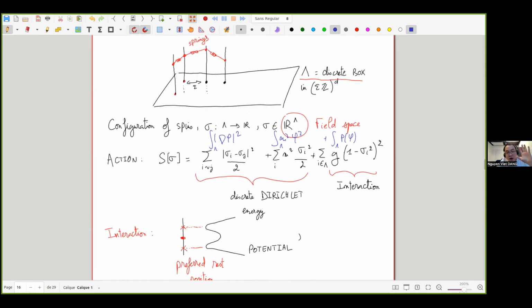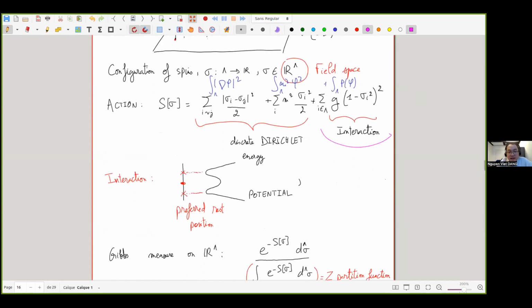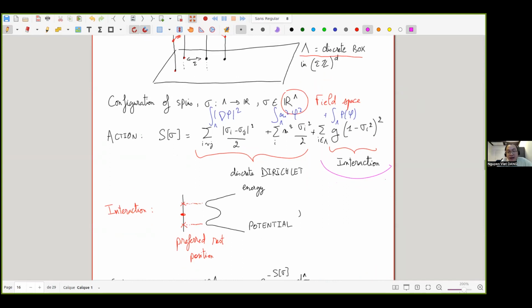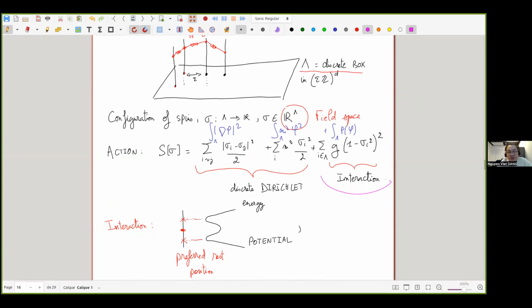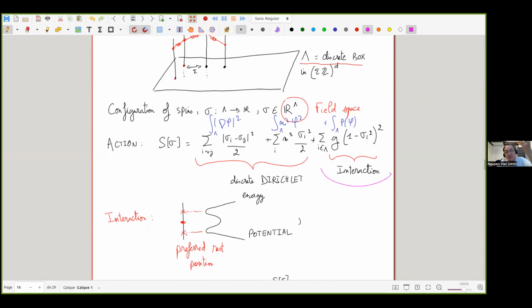Just a comment. If you had no interaction, it is just a system of particles connected by springs, massive particles. But if you switch on the interaction, what I call the interaction is this part, interaction in the sense of quantum field theory, then it means that your particles are submitted to some potential, and they have a preferred rest position. The preferred rest position of your particles corresponds to the minimum of your polynomial, so the minimum of your potential. So you look at the minima of the polynomial P, and this gives you preferred regions where your spins would like to stay.